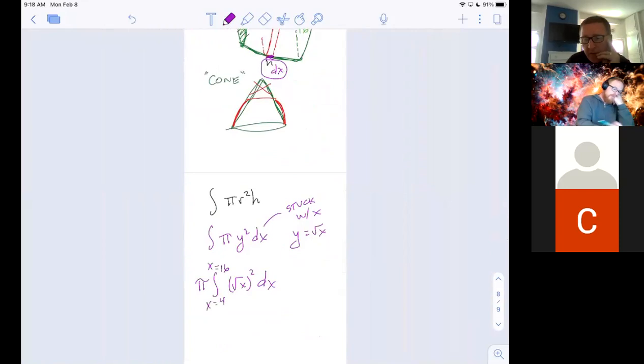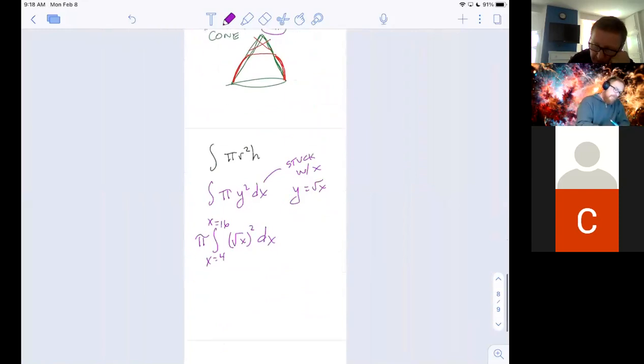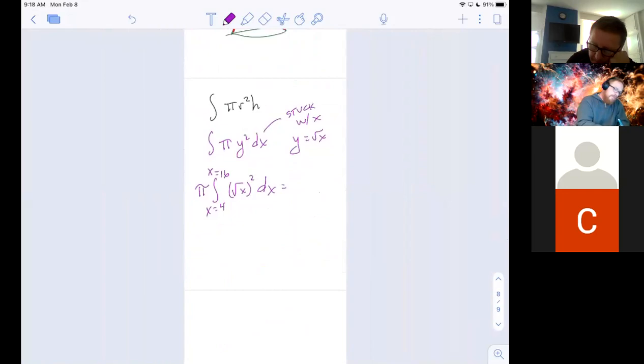And this particular integral is really easy to take. So let's do it really fast. So the pi came out front. We're from 16 to 4. The square root of X squared is X. So that makes this really easy. So I've got pi. I take the integral of X and I get X squared over 2. The integral has been taken, so the integral sign is gone. And now I evaluate that at 16 and 4.